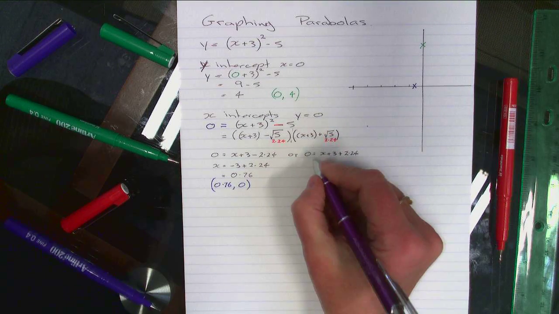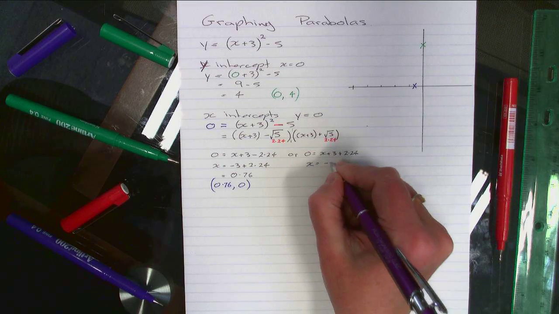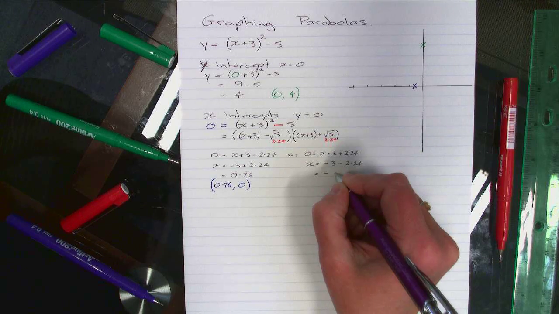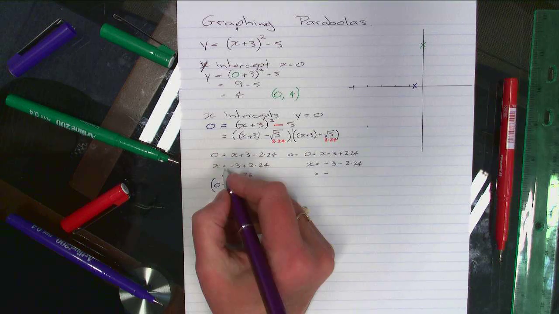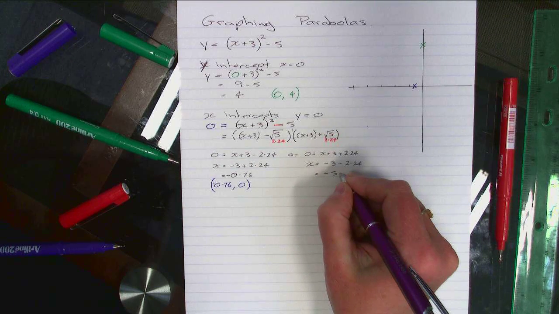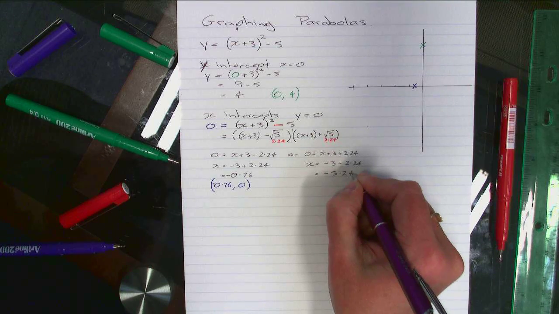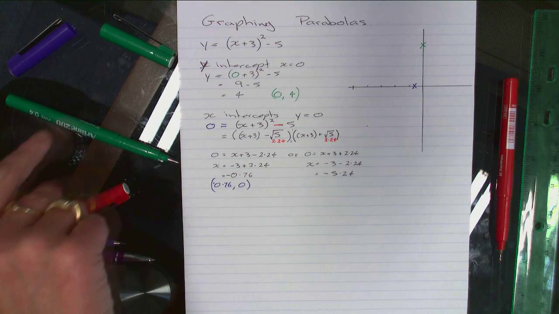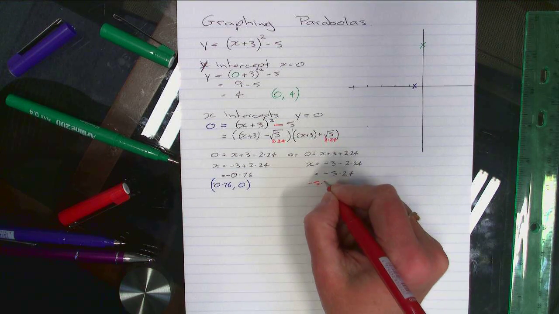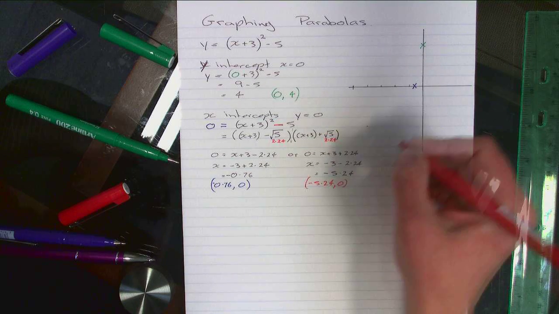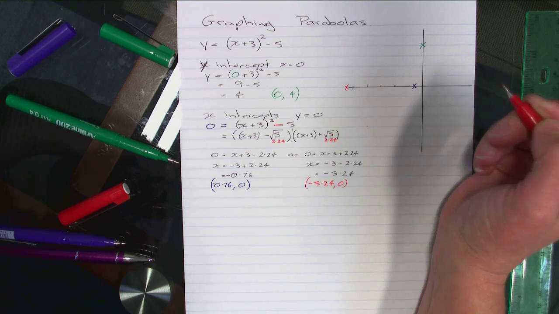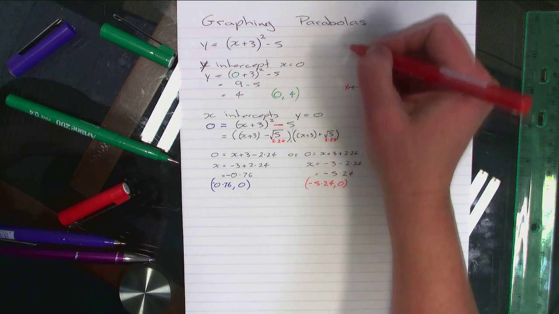And then on the other side, I'm going to have x equals minus 3 minus 2.24, which is going to be equal to minus 5.24. And I'll do that one in red. So that's going to be minus 5.24, 0. So now we've got 1, 2, 3, 4, 5. So that's about here. So now we've got a graph that's going to come somewhat like that.